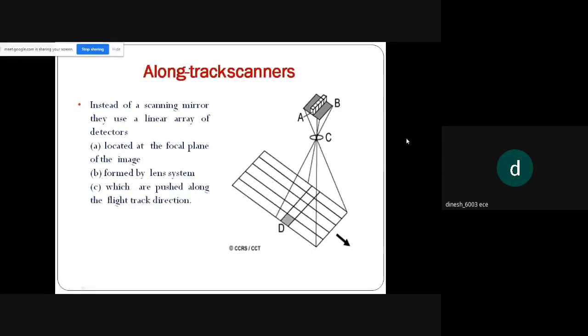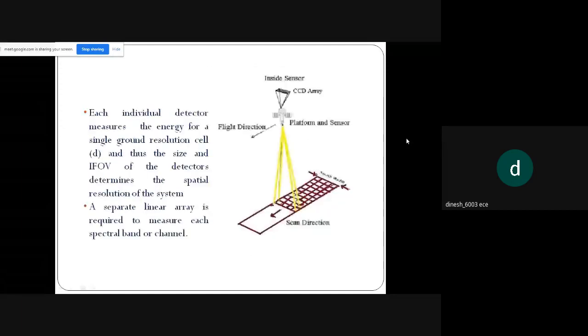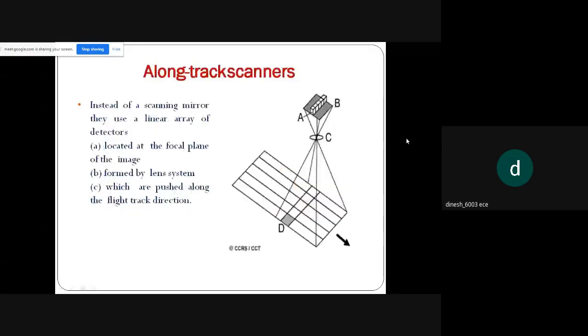So A, B, C, D. D is the object that is to be scanned. You can see inside the sensor directly we have CCD arrays, charge coupled device arrays, that are used to scan the D part, as you can see this D part easily. Rather than using mirrors, we'll be using a linear array of detectors. Prominently CCDs are being deployed for this purpose.